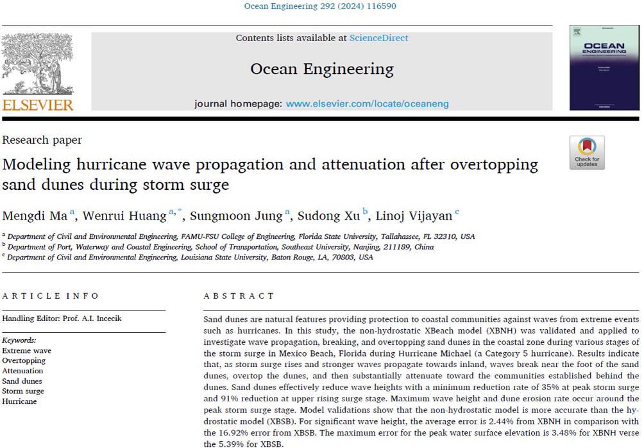Given the focus on dune erosion in this study, it makes sense that they opted for the higher fidelity of XBNH. Exactly. But they didn't just run the model blindly, right? They validated it using real-world data from Hurricane Michael. Precisely. The researchers were very rigorous in their validation process.